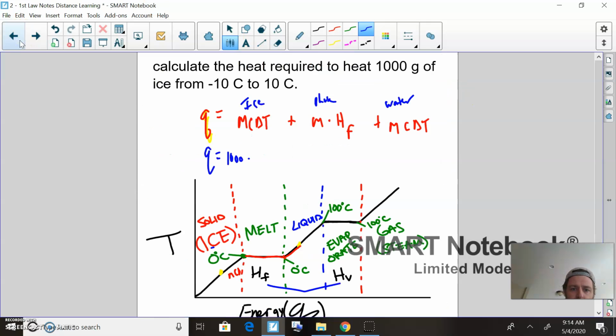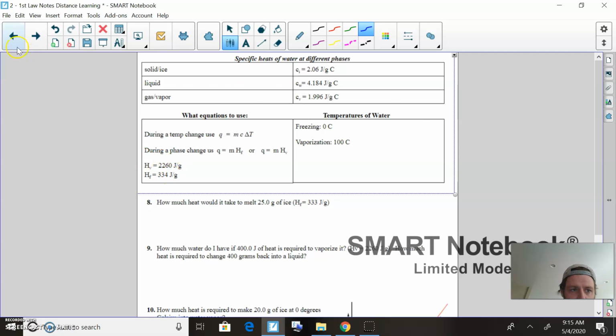2.06. Okay, so 1,000 times 2.06 times, we know that we're going from negative 10 to 0. So we just don't put negative 10 to 10 because that's part of the liquid. So the final temperature is 0, the initial temperature is negative 10. All right, and I say minus 10 degrees Celsius, right? Because that's the initial temperature, plus 1,000 grams times the heat of fusion, which is 334.